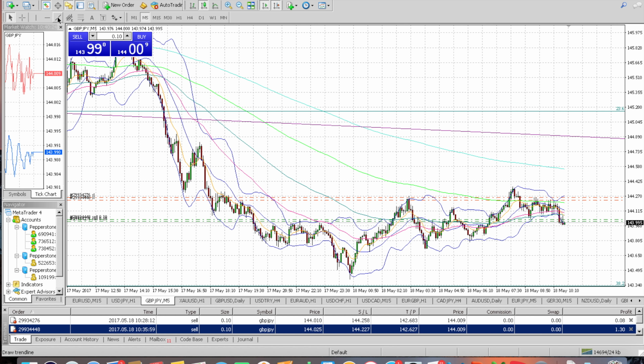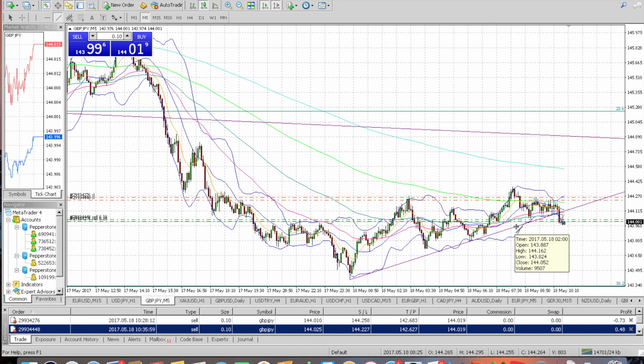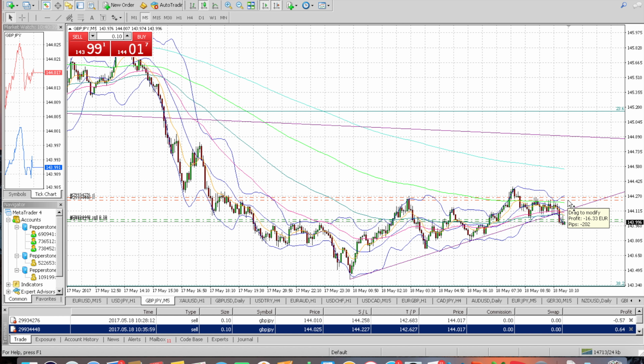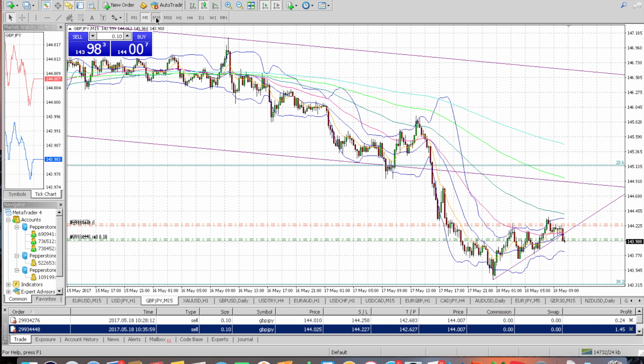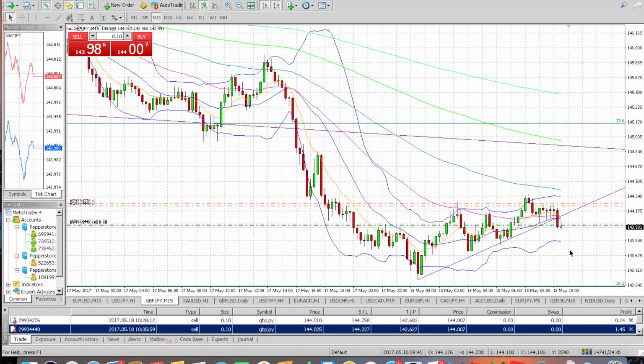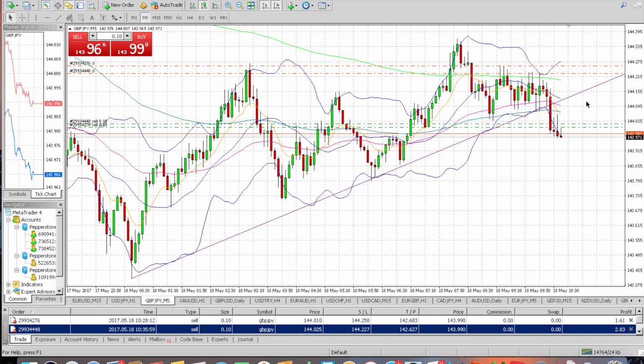So I draw some lines here. And I saw that this line is the important line, and when this line got broken, we are very likely to continue the downtrend. So I waited until this line was broken at the 15-minute chart. So it closed below that line. So I waited for a little pullback and then entered the trade with the stop loss above this range you can see here.